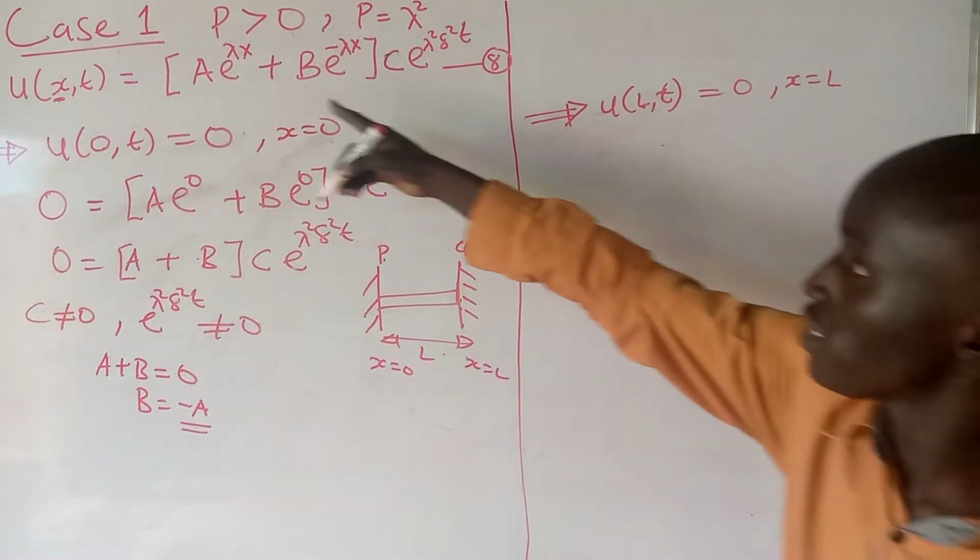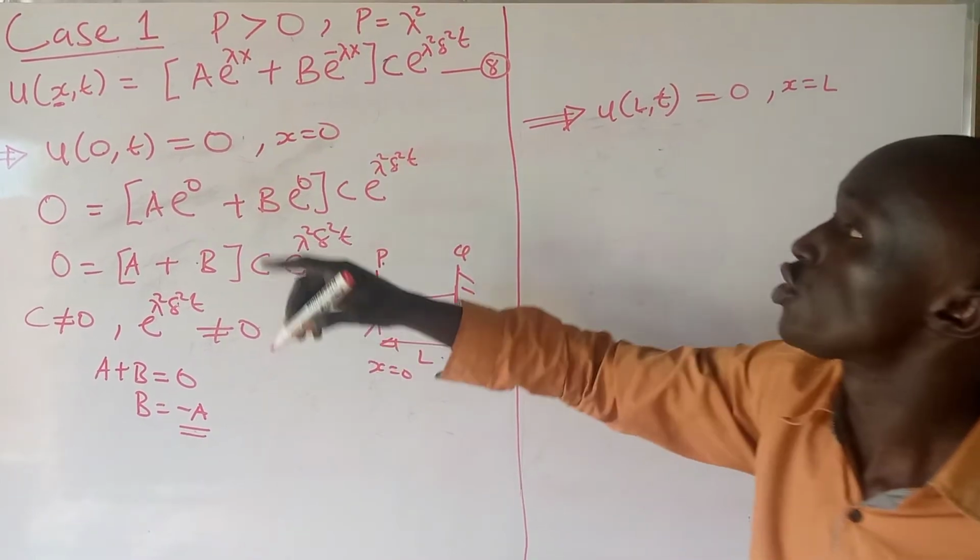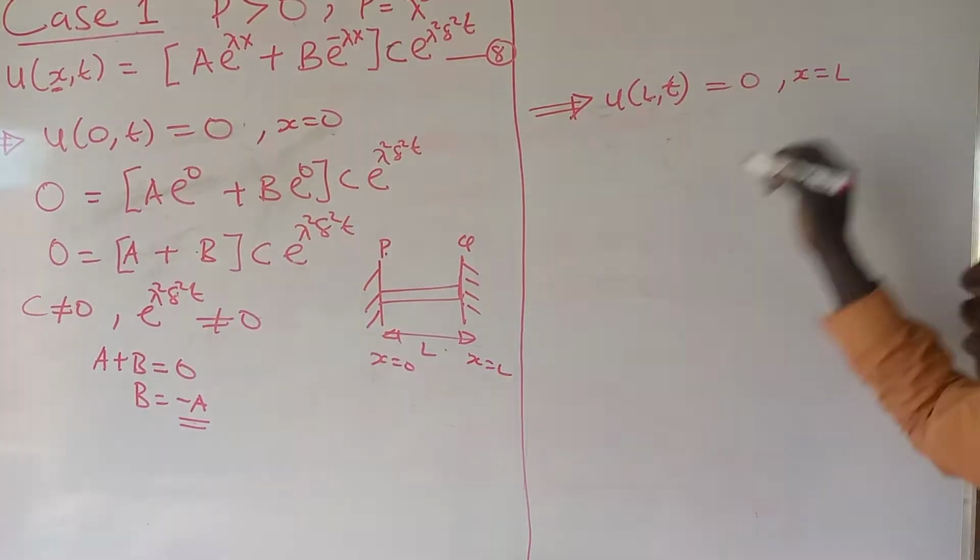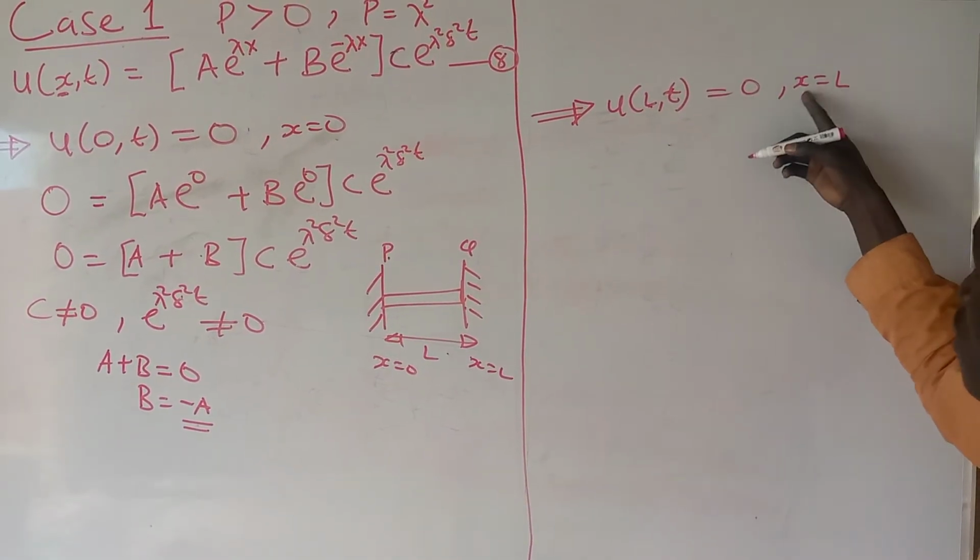So we substitute still in our equation. So whenever there's x, we're going to put L. So it's going to be the whole function is equal to 0 when x is equal to L.